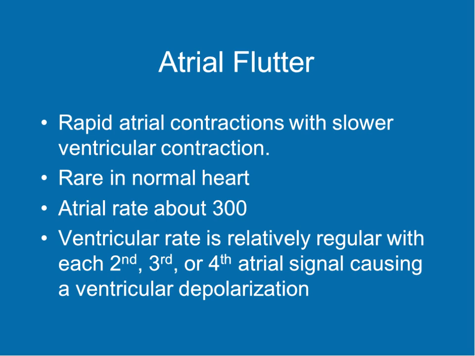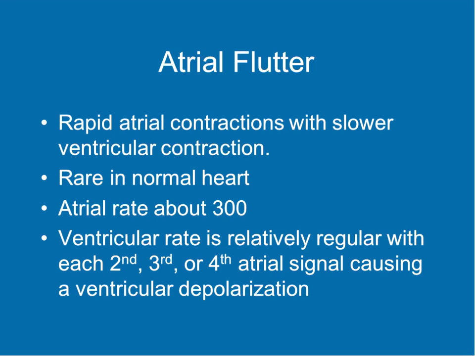So not every one of those flutter impulses gets through the AV node. It's not the same as a block. In a heart block, physiologically, the AV node should be able to accept the impulse, but it doesn't. In atrial flutter, what's happening is that there's a relative refractory state in the AV node, and so it's just not ready to accept another impulse due to its refractoriness. So it's not a heart block.